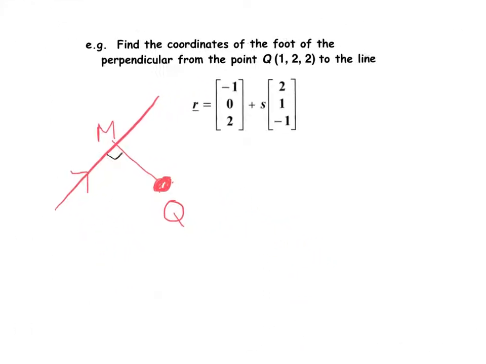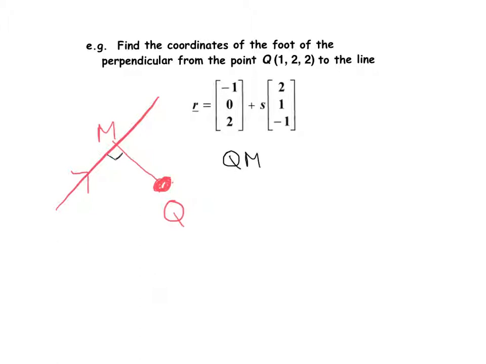Okay, let's work this out. How do we work out between vectors whether two vectors are perpendicular? Well, it's the dot product. So we want the dot product of the vector from Q to M with the vector in the direction of the line, which I'll call B, and we want that to be equal to 0. Because when the dot product is 0, the two vectors are perpendicular.